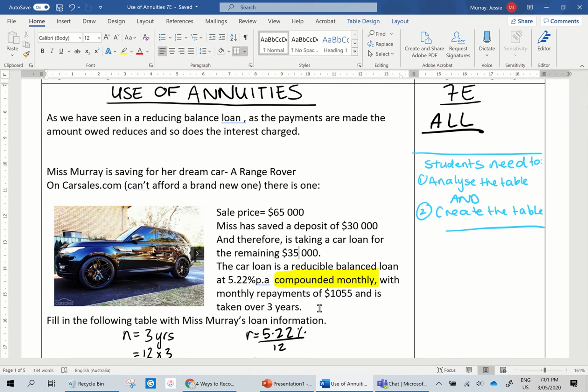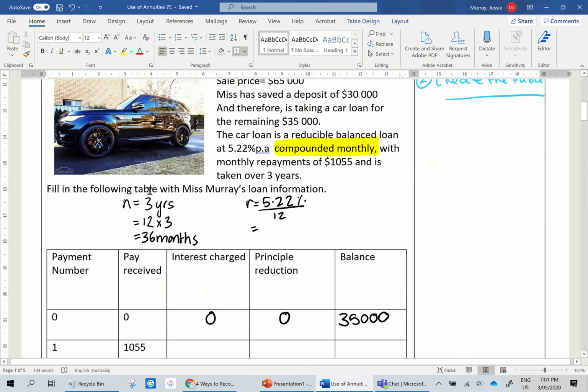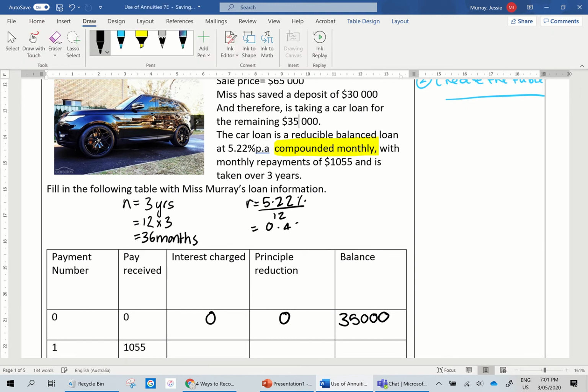So, let's have a look now. What I've done already is just turned everything into months because it's compounded monthly. So I've gone ahead and done that. 36 months, and then my interest rate, that became 0.435%, or without the percentage, 0.00435.